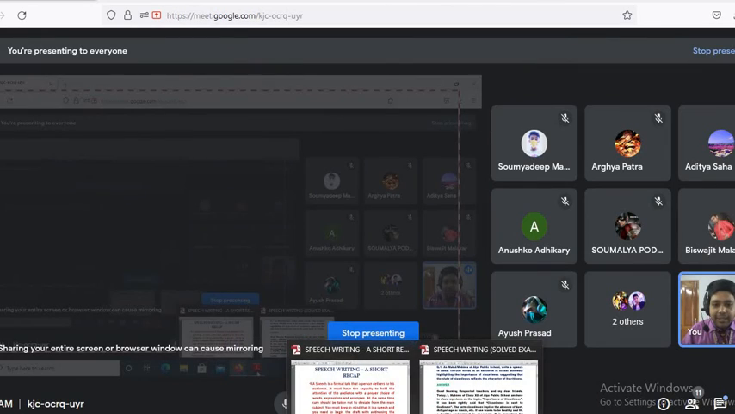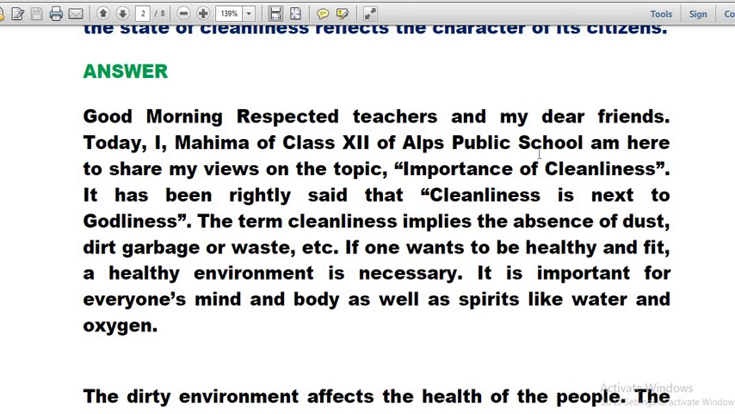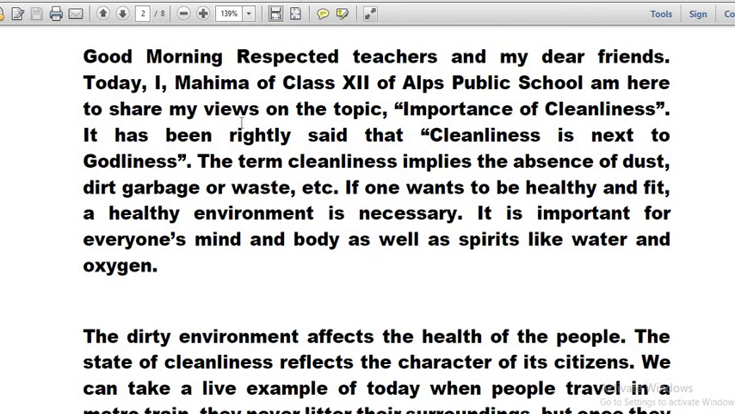Okay, so let us move on. Today I, Mahima or Mukul of class 12 of Alps Public School. See, you are giving your short intro. After greeting the teachers and your friends, you are giving a short intro. Of class 12 of Alps Public School, I am here to share my views on the topic, importance of cleanliness. See, obviously, now without wasting any more time, you are directly getting to the main topic. And what is the topic? Importance of cleanliness. So see, very quickly you are getting on to the main topic.